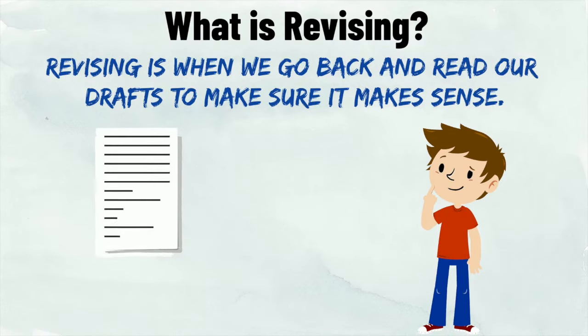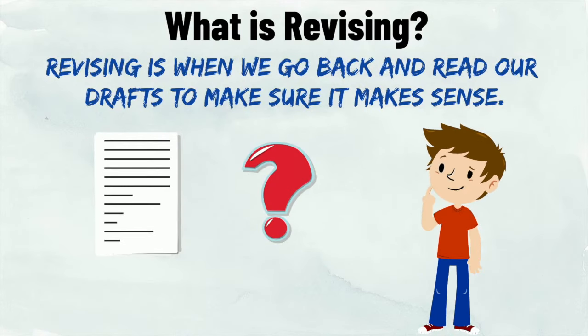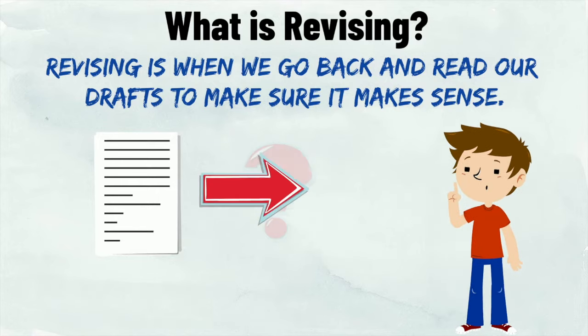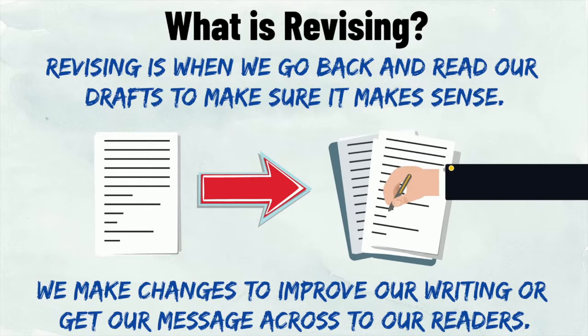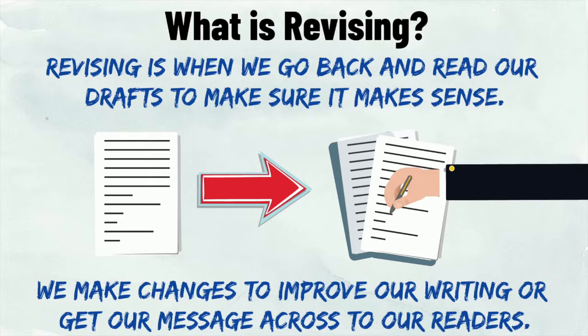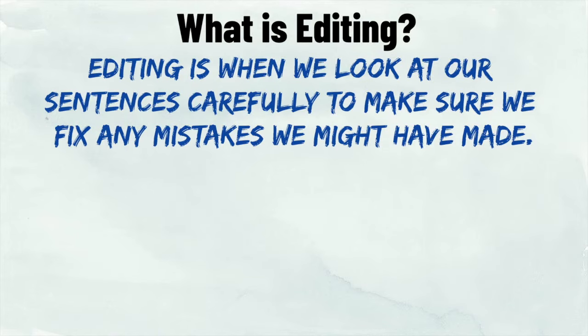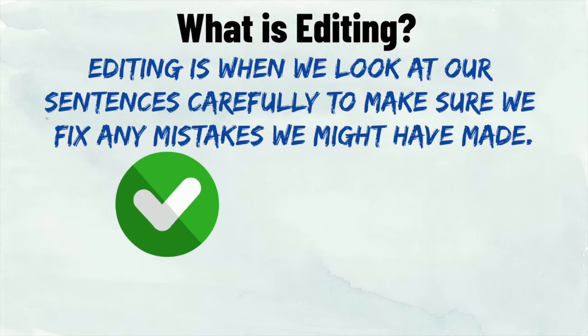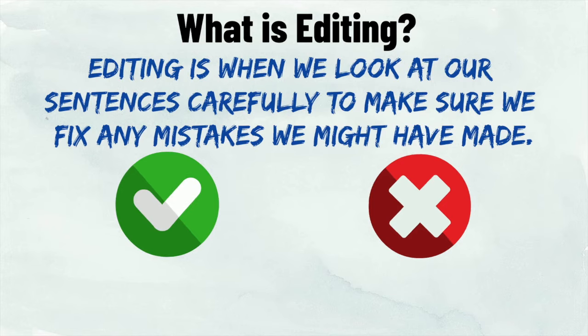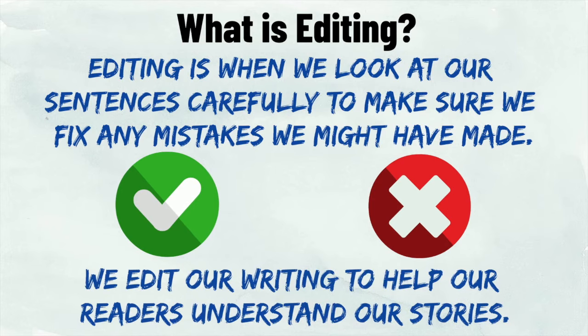Revising is when we go back and read our drafts to make sure it makes sense for our readers. At this stage, we make changes to improve our writing or get our message across to our readers. Editing is when we look at our sentences carefully to make sure we fix any mistakes we might have made. We edit our writing to help our readers understand our stories. This stage is also called proofreading.